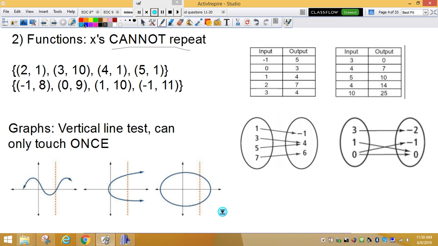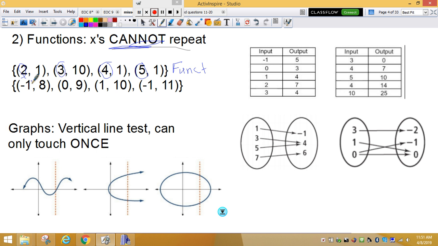So let's go through these. This first one, again, you need to have this written down. Let's circle all of our x's. Our x's are 2, 3, 4, and 5. Did any of those repeat? 2, 3, 4, 5. No. If they do not repeat, it is a function. So this one, yes, it is a function.